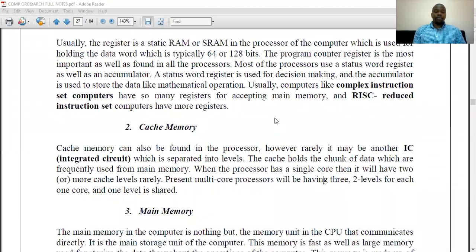What are the functions of the main memory? To hold data temporarily before execution, to hold instructions temporarily before execution by the CPU, and also to hold instructions temporarily after execution by the CPU. So the cache memory works the same way as the RAM. The only difference is that it is faster. The CPU can access the cache memory faster.